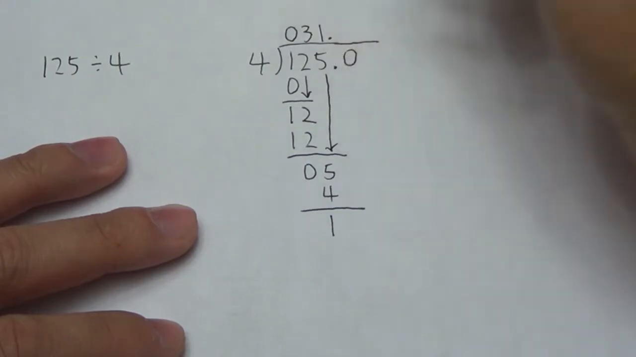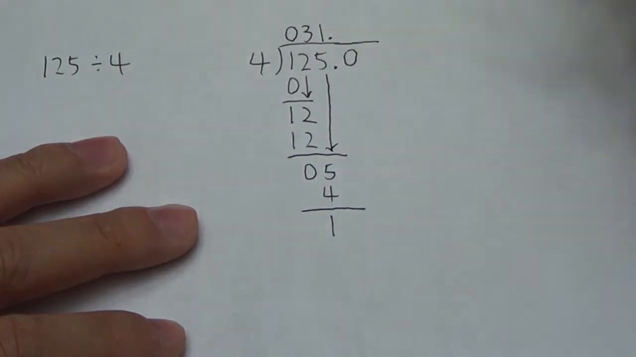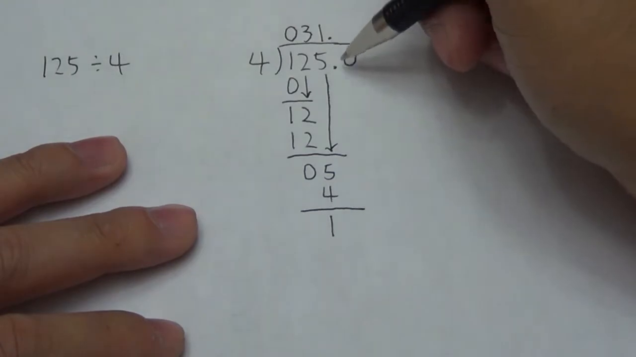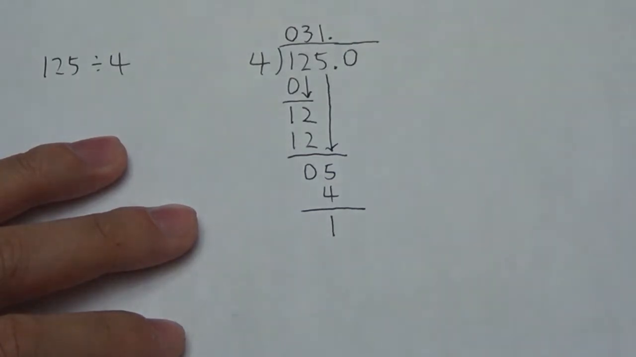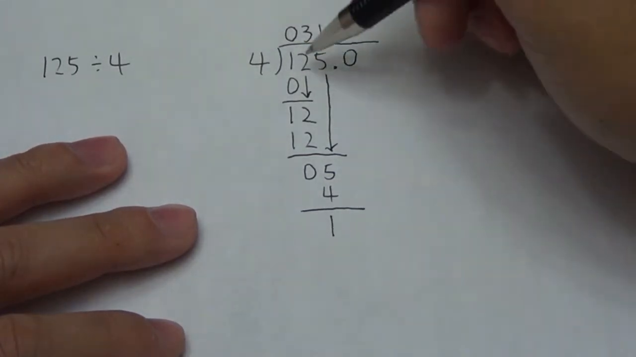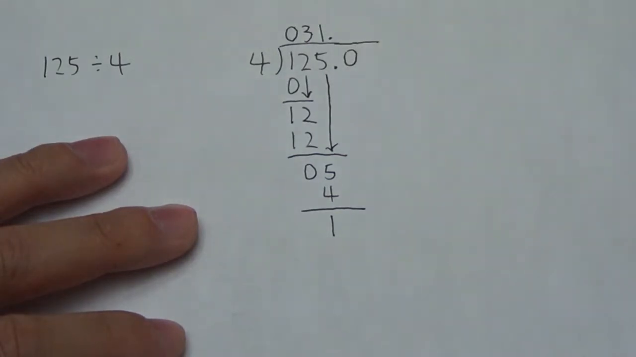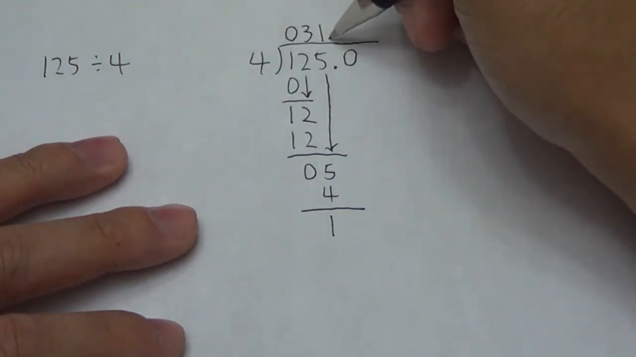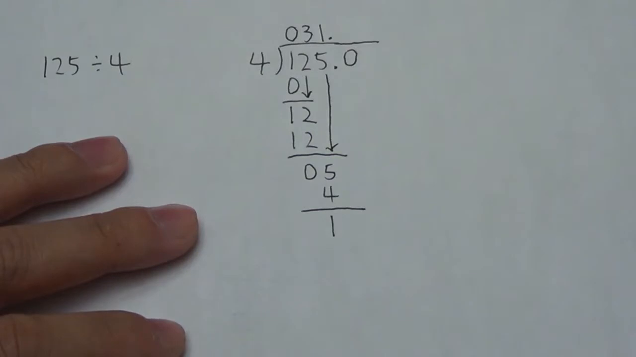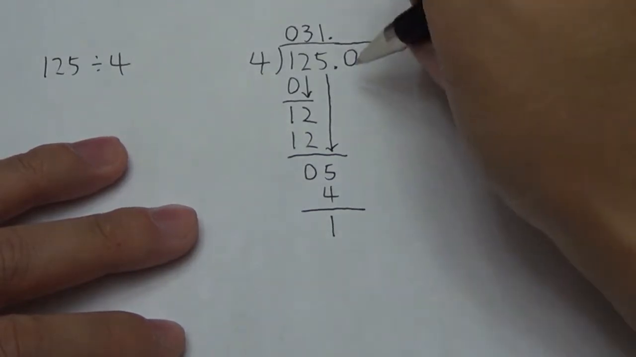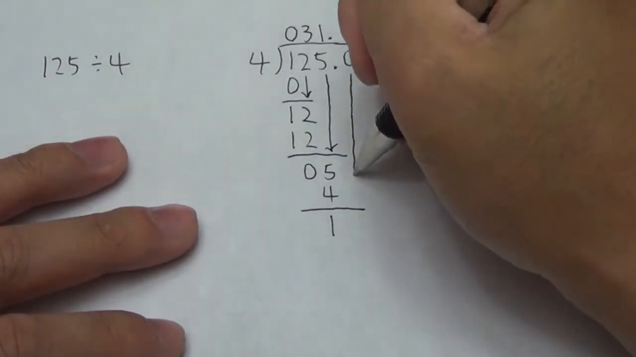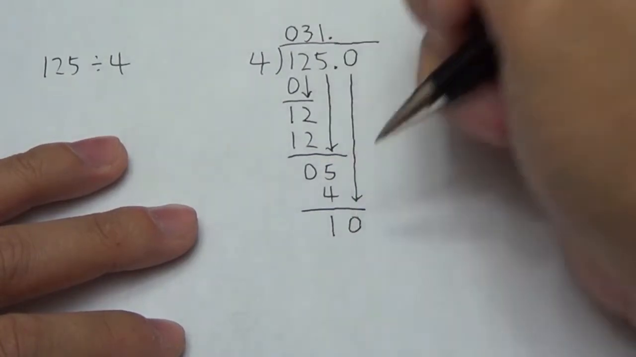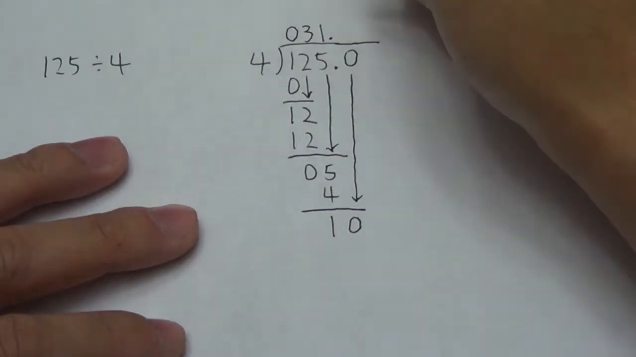because if I don't, I'm actually adding a 0 and making it 1,250, and that's not allowed because I'm changing the number. By adding a 0 after a decimal, I'm not changing the number. 125.0 is still 125. And that means in my answer, that is also where the decimal should be located. So the reason I did that is so I can pull it down and continue my long division process.